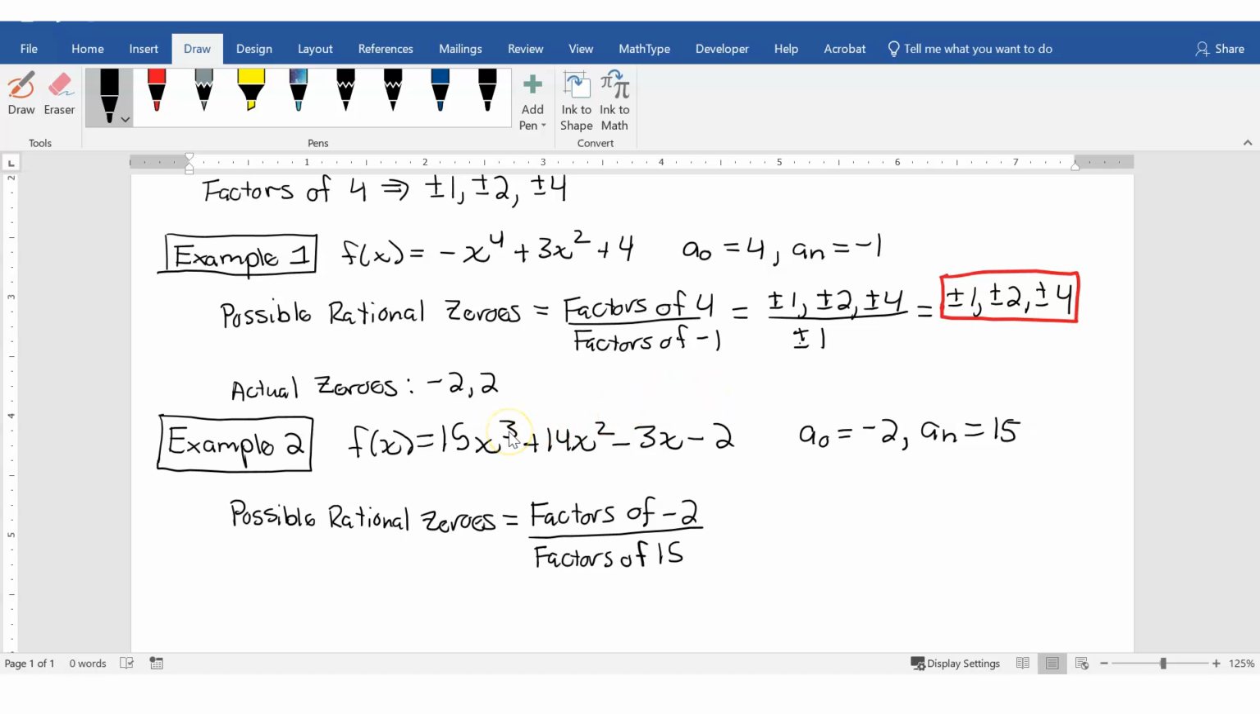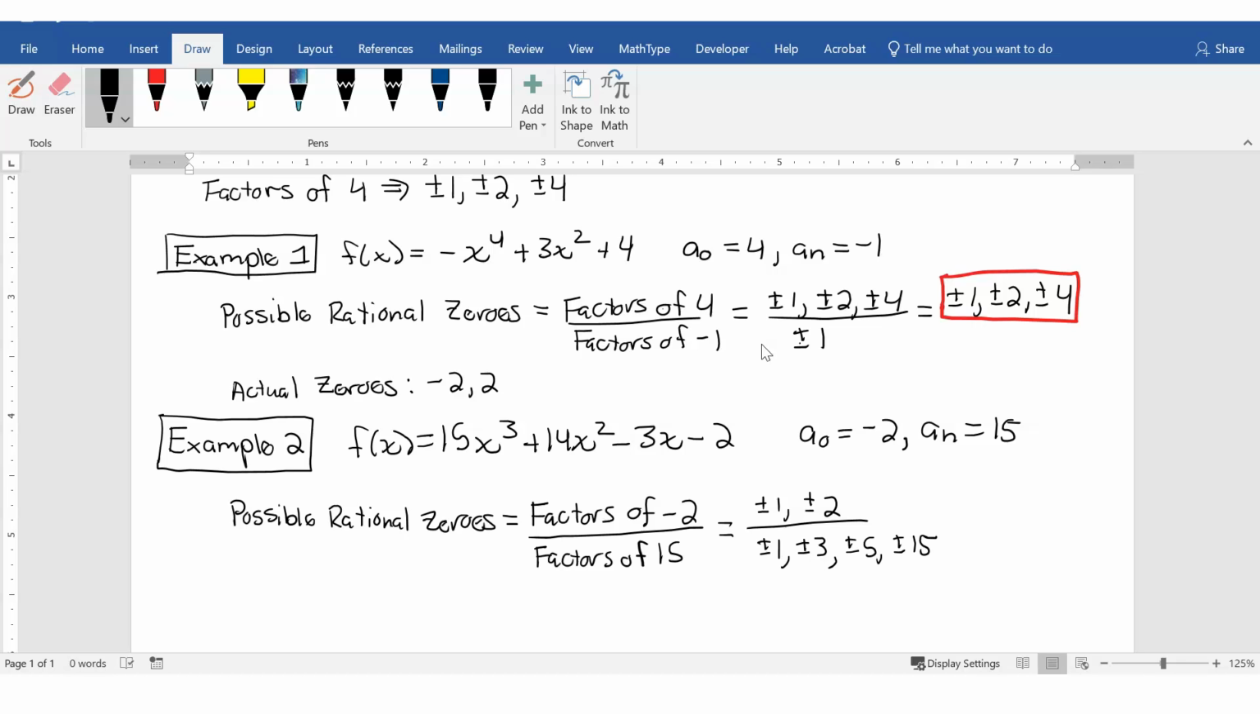Let's look at example 2 on page 397 of your textbook. F of x is 15x cubed plus 14x squared minus 3x minus 2. Again, we want to identify the constant term, which is minus 2, and the leading term, which is 15. So again, our possible rational zeros will be factors of minus 2 and factors of 15. When we set up these factors, this will be plus or minus 1 and plus or minus 2. This will be plus or minus 1, plus or minus 3, plus or minus 5, and plus or minus 15.